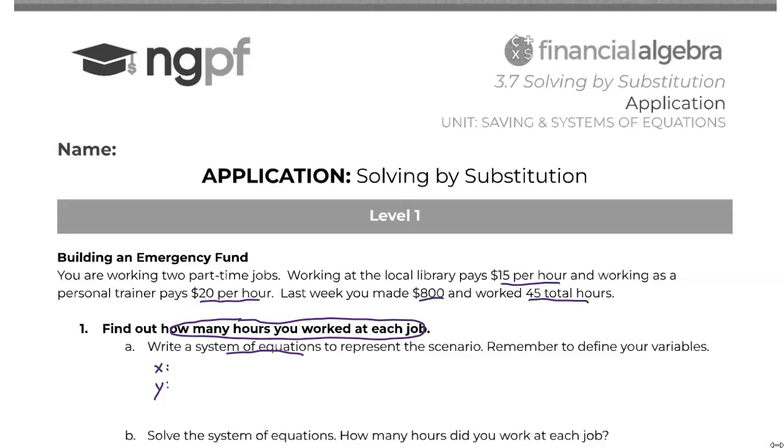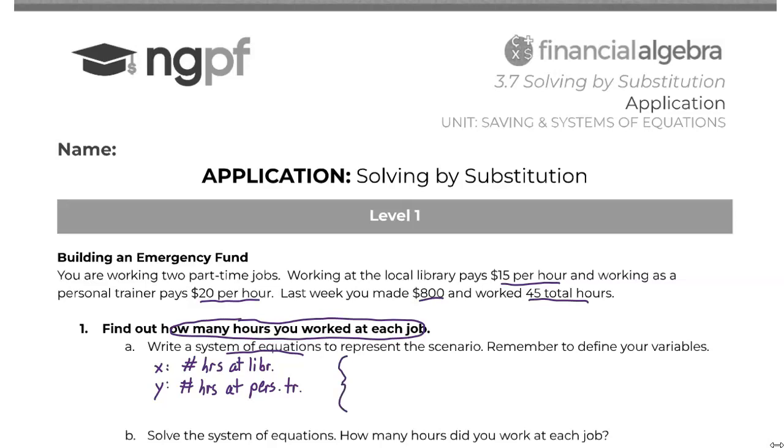So let's let the variable X represent the number of hours at the first job, at the library. And then the letter Y can represent the number of hours at the other job, the personal trainer job. That part is defining the variables, explaining what the letter X is going to represent, what the letter Y is going to represent. Now we can make the system.